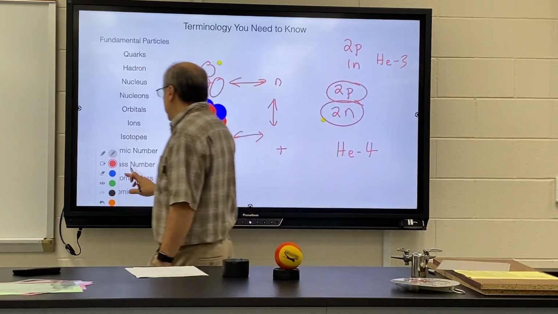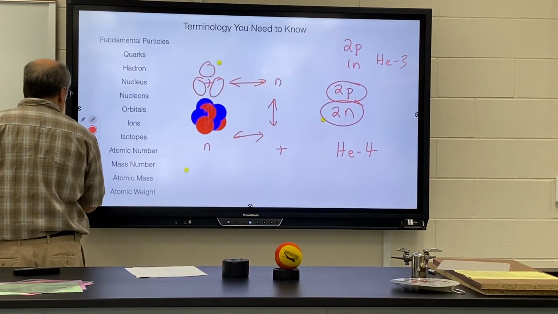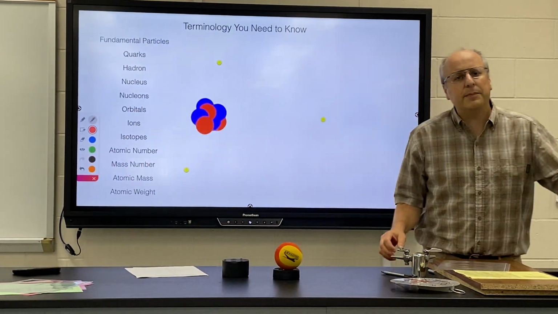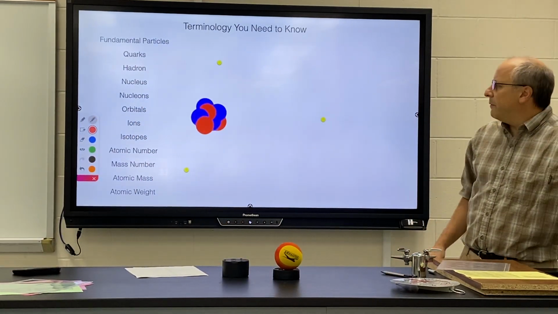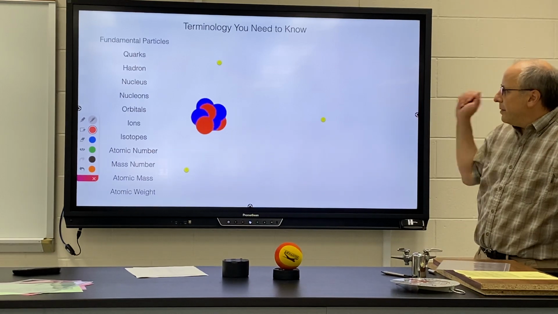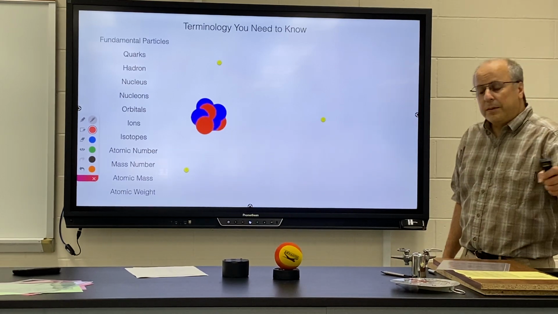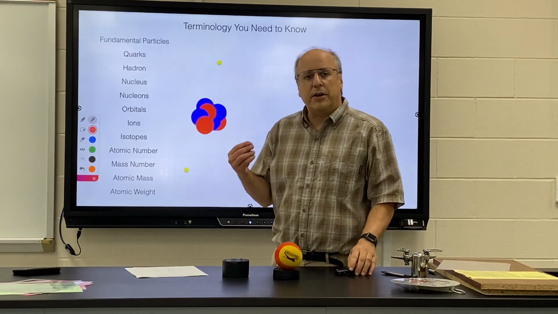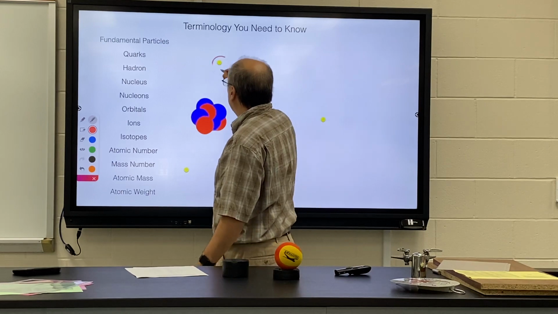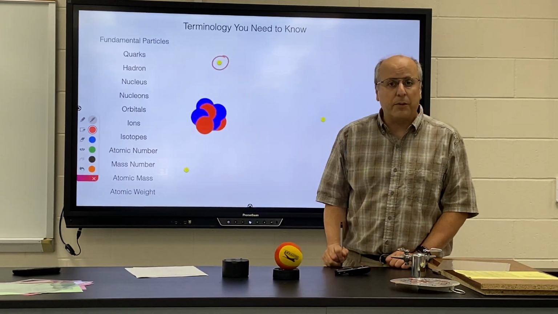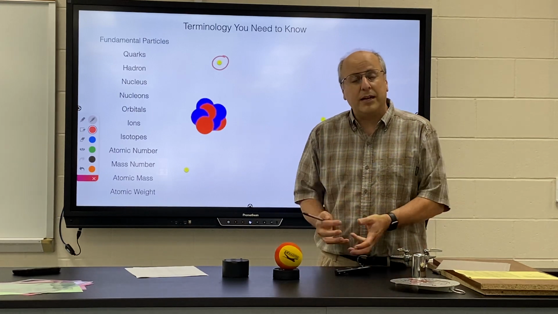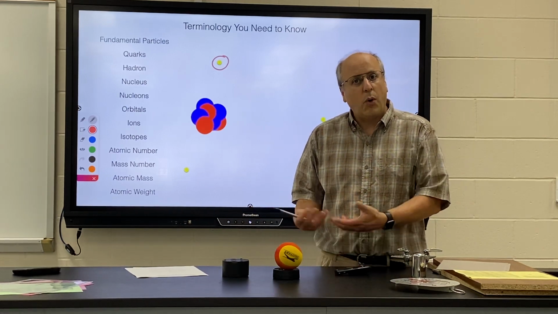Okay, we got a bunch of terms, and I just want to make sure that you are familiar with these. Some of them you've heard today, some of them you heard in chemistry, some of them you might have heard back in 7th grade. So we have fundamental particles. Fundamental particles are particles that are not made of simpler particles. So for instance, an electron is a fundamental particle. A proton is not. A proton is made up of other things, quarks as we saw.